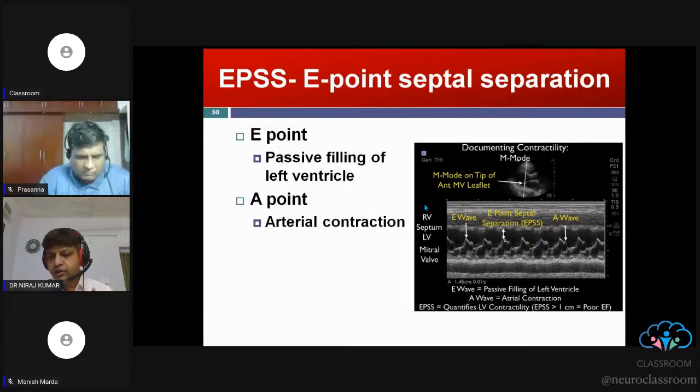So this is a very simple technique. You just have to keep your cursor over the mitral valve and measure the distance between the septum and the E point, and you will get a rough idea about the contractility of the heart. This is a very, very simple technique for the ICU setup.